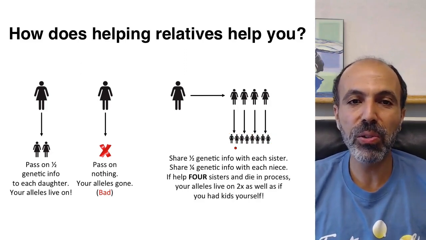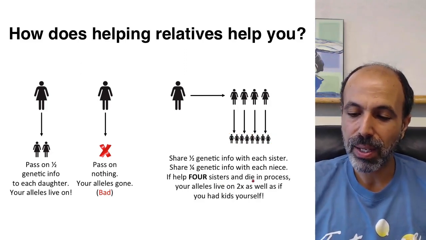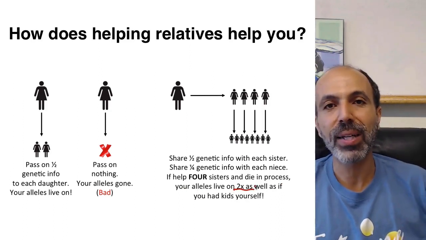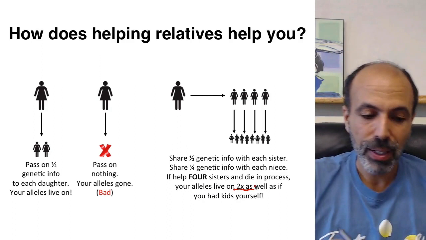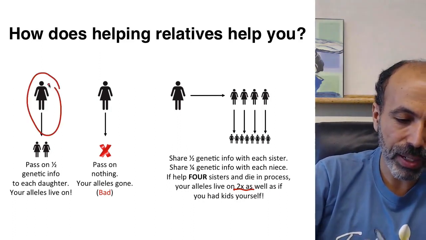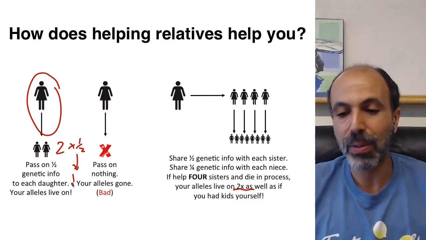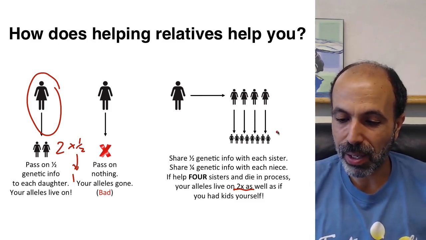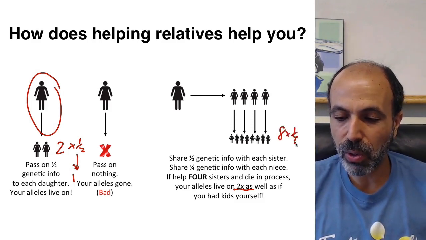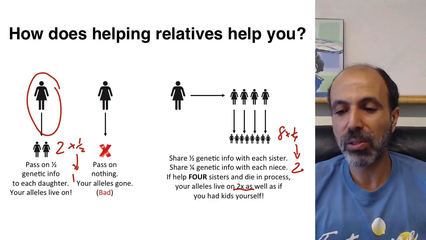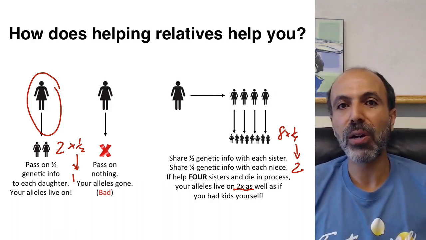Well, counterintuitively, if you help 4 sisters and die in the process, your alleles live on twice as well as if you had kids yourself, right? Because in this case, you've passed on 2 halves, 2 times 1/2, so you've passed on a total of 1 copy of you. Here, you've passed on 8 times 1/4, or essentially 2 copies of yourself. That basically means your alleles live on better because you helped your sisters than if you were selfish and helped yourself.